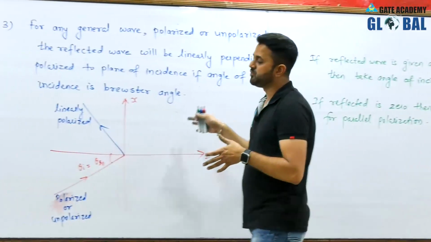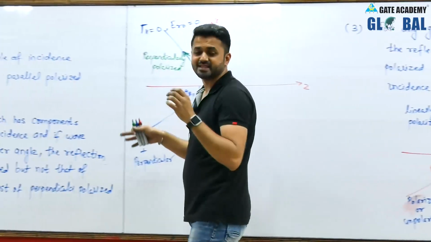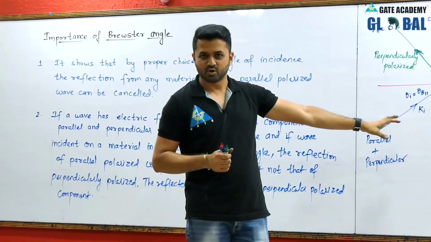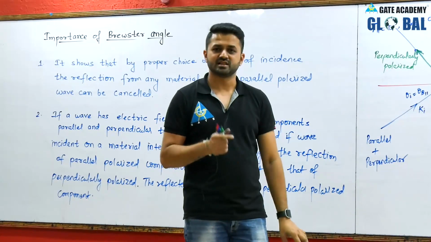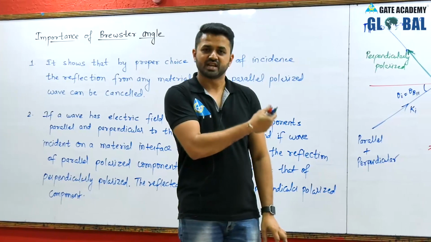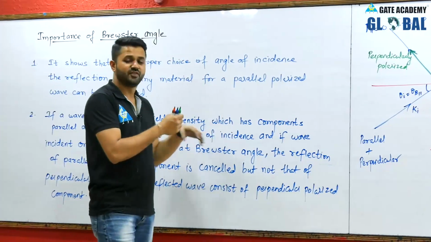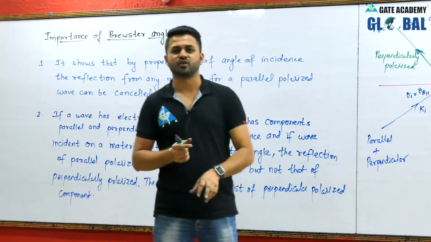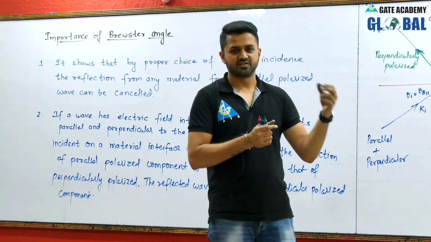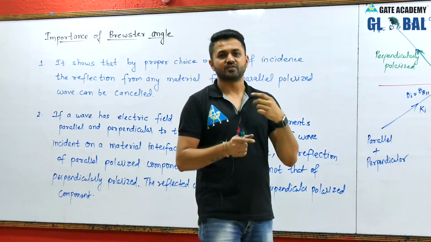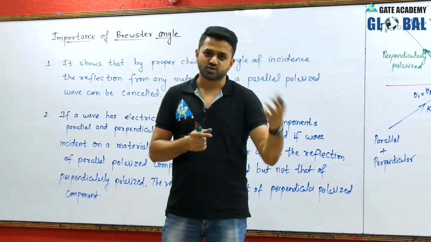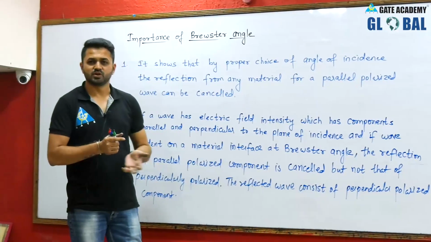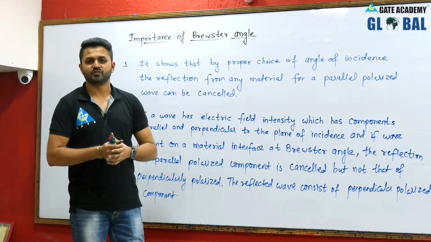So this is all about the importance of Brewster angle that you have to consider, and this is very important because many times GATE has asked questions from this topic. You have to always take care of the importance of this particular Brewster angle: how we consider the reflected wave, what is the significance if the reflected wave is present, what is the significance when the reflected wave is 0, and what it shows if the reflected wave is linearly polarized. You have to be very clear on all that, then only you will be able to solve questions from the topic of parallel polarization.